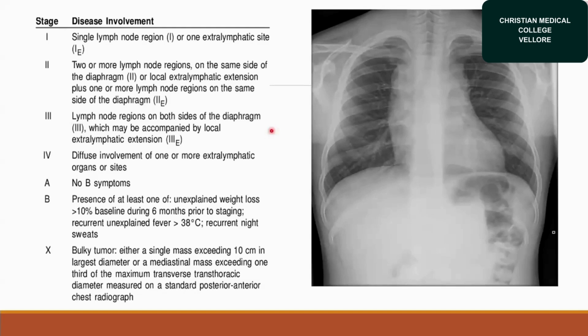So if we have a child who has come with only abdominal lymph nodes, this is a little less likely to be Hodgkin, whereas isolated thoracic masses, and that too asymptomatic, because this is a very slow growing tumor, is very commonly a presentation of pediatric Hodgkin lymphoma.